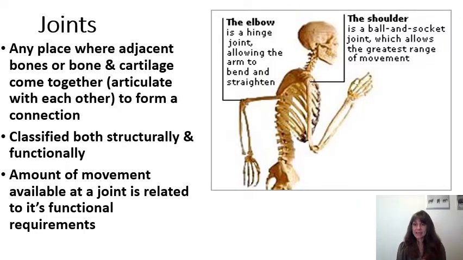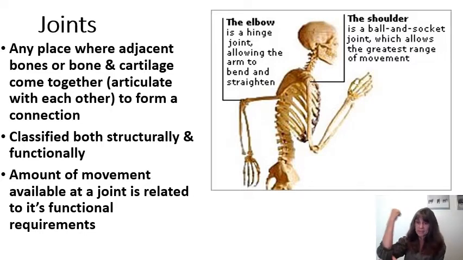A joint is any place where adjacent bones or bone and cartilage come together, forming what is known as a joint or an articulation. Joints or articulations can be classified both by how they're put together, which is their structure, or how they move, which is their function. The amount of movement at a joint is related to the way that it is built and the functional requirements of that area of the body.